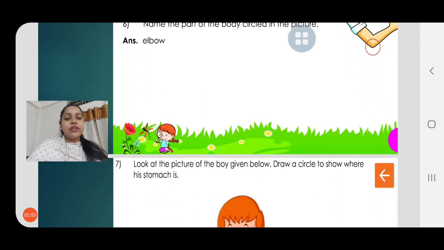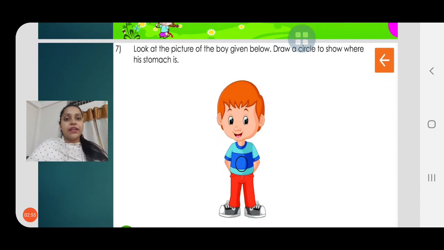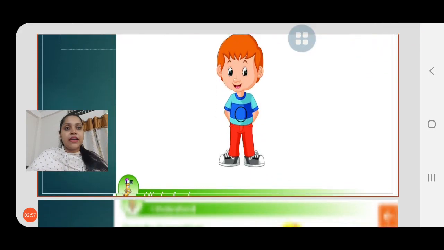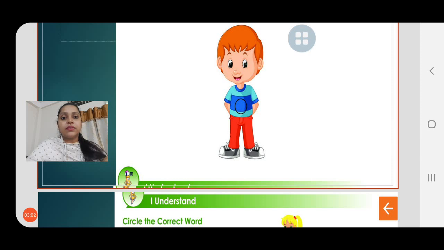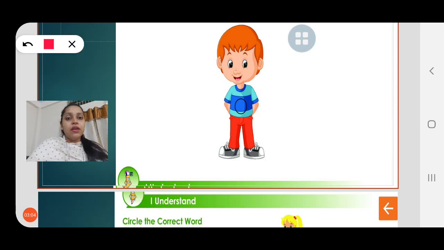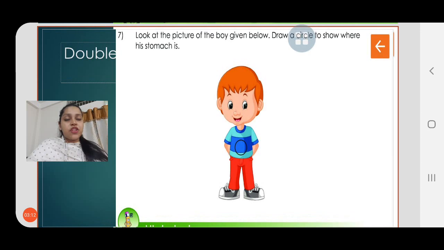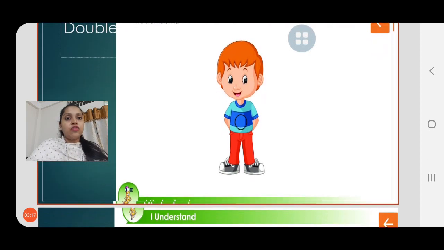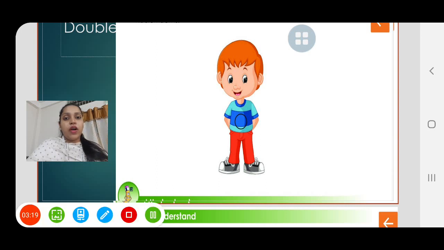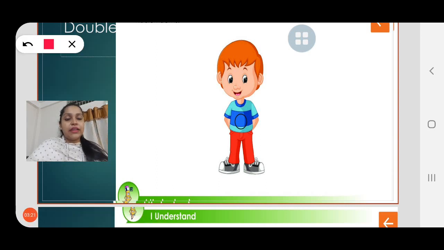Okay, then children, we come to question number 7. So what is there in question number 7? The question is given as, look at the picture of the boy given below. Draw a circle to show where his stomach is. So in your book, you will have to draw a circle where the stomach is, as it's drawn here.